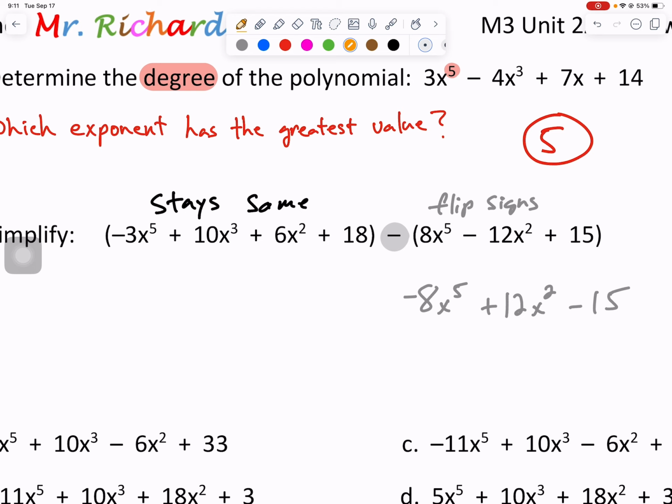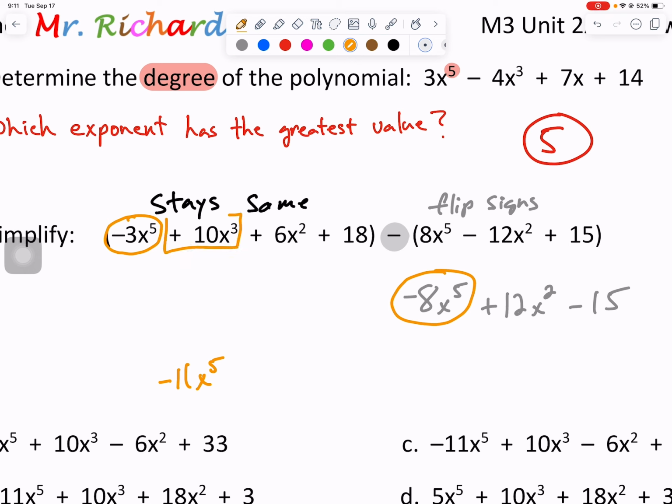From here, we simply combine like terms. That's it. I am going to circle my negative 3x to the 5th. And is there anything else with an x to the 5th? Certainly is. I know I heard it shouted out. -3 minus 8 is -11. Don't forget your x to the 5th.